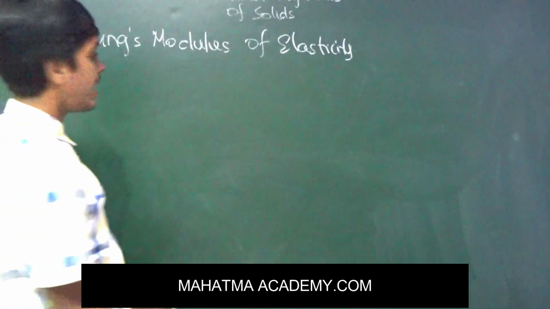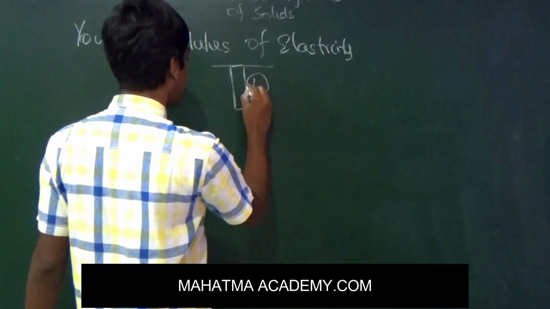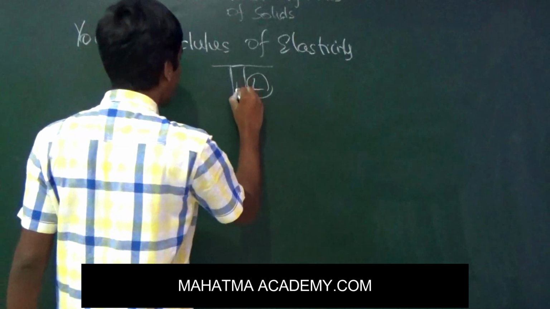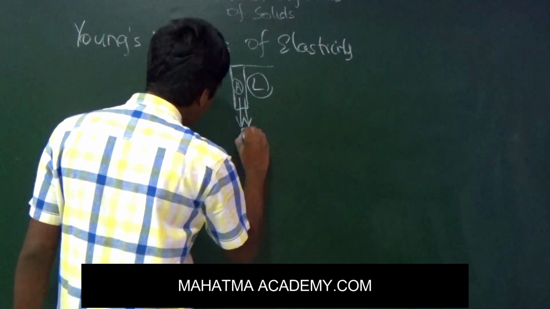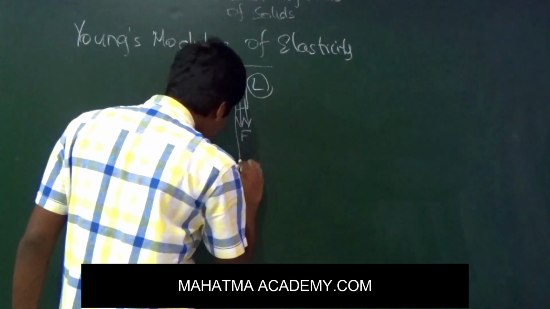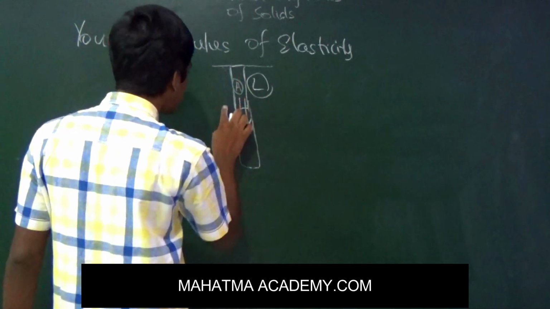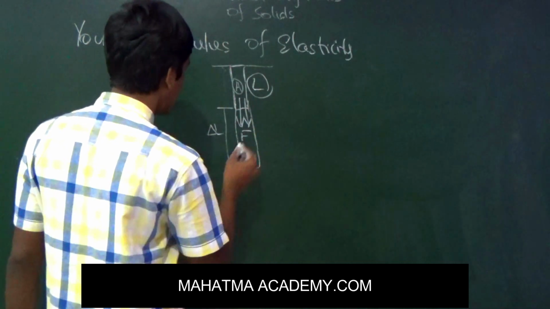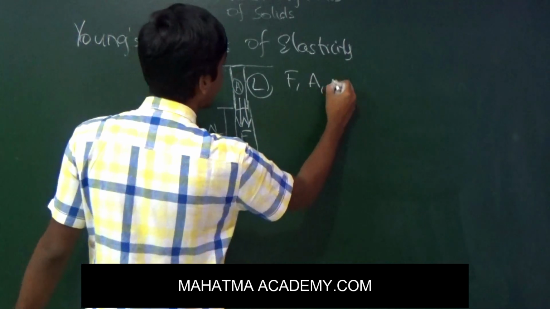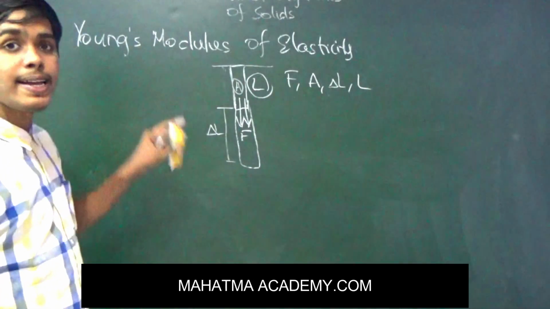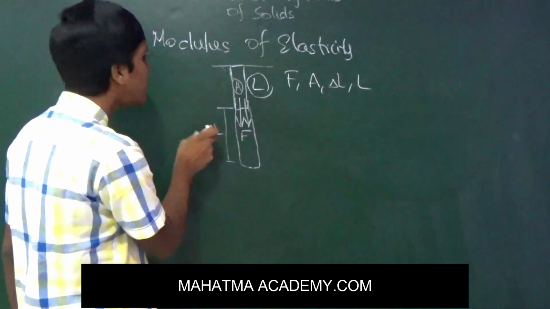Now, there is a case. A rod of length L and of area A is undergoing a force. It elongates, and the final length becomes this, with elongation delta L. So it has force, area, delta L and L. The case is a rod of length L and area A subjected to a force F, and elongated by distance delta L.